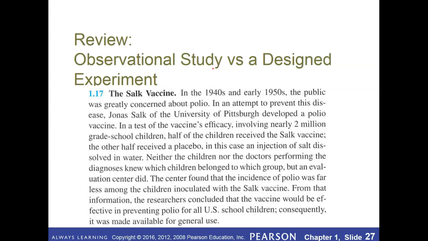Observational study or designed experiment? Well, this is a designed experiment because Jonas Salk imposed a certain vaccine on half of the population and then just salt water on the other half, and then looked at the results. Because of this, the only difference was the type of treatment that was provided to these children. We can say that there is causation here. In other words, the Salk vaccine causes polio to decrease.